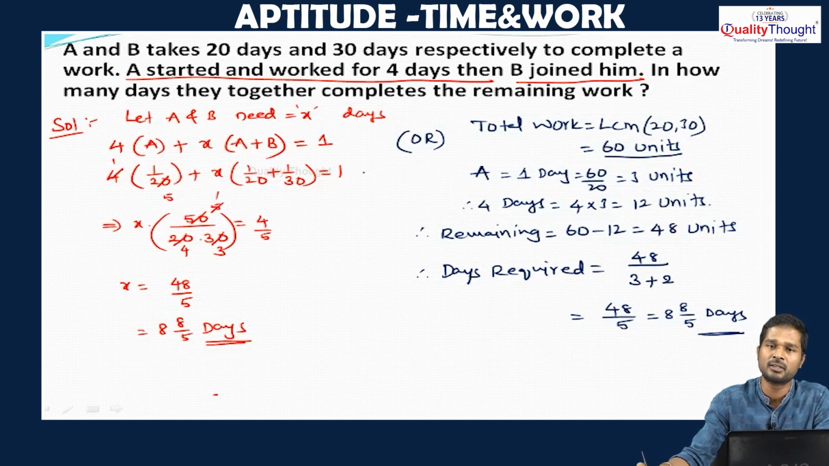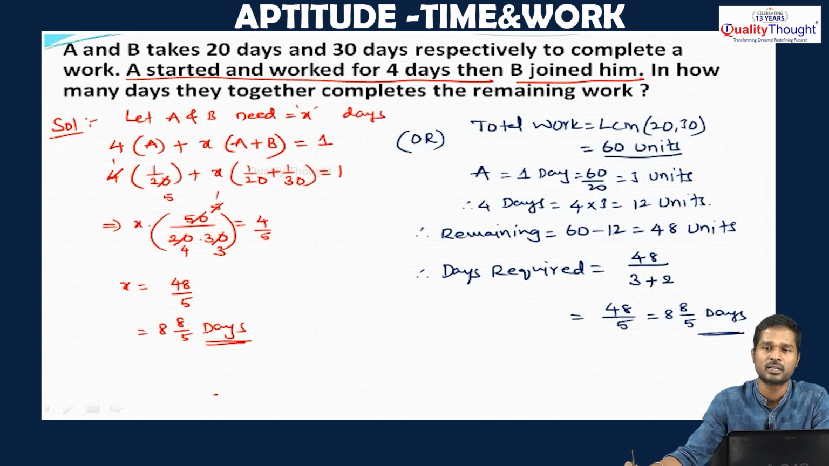The other method we used is taking the LCM, which is the total amount of work. So the LCM of 20 and 30 is 60 units. 60 is the total units. A will complete those 60 units in 20 days, which means every day he will do a work of 3 units, 60 by 20. And so he worked for 4 days, which means 4 into 3, he completed 12 units of work. So out of total 60 units, 12 units of the work is completed, that means still 48 units of the work is left.